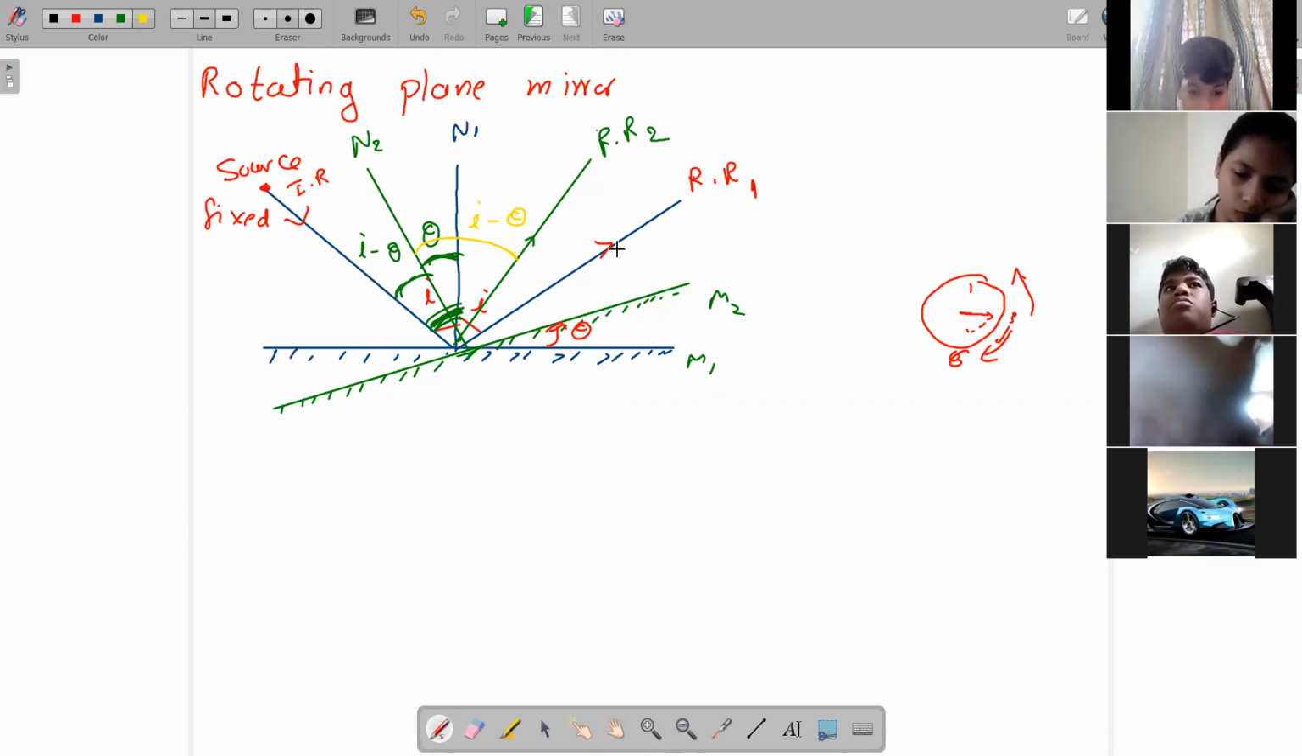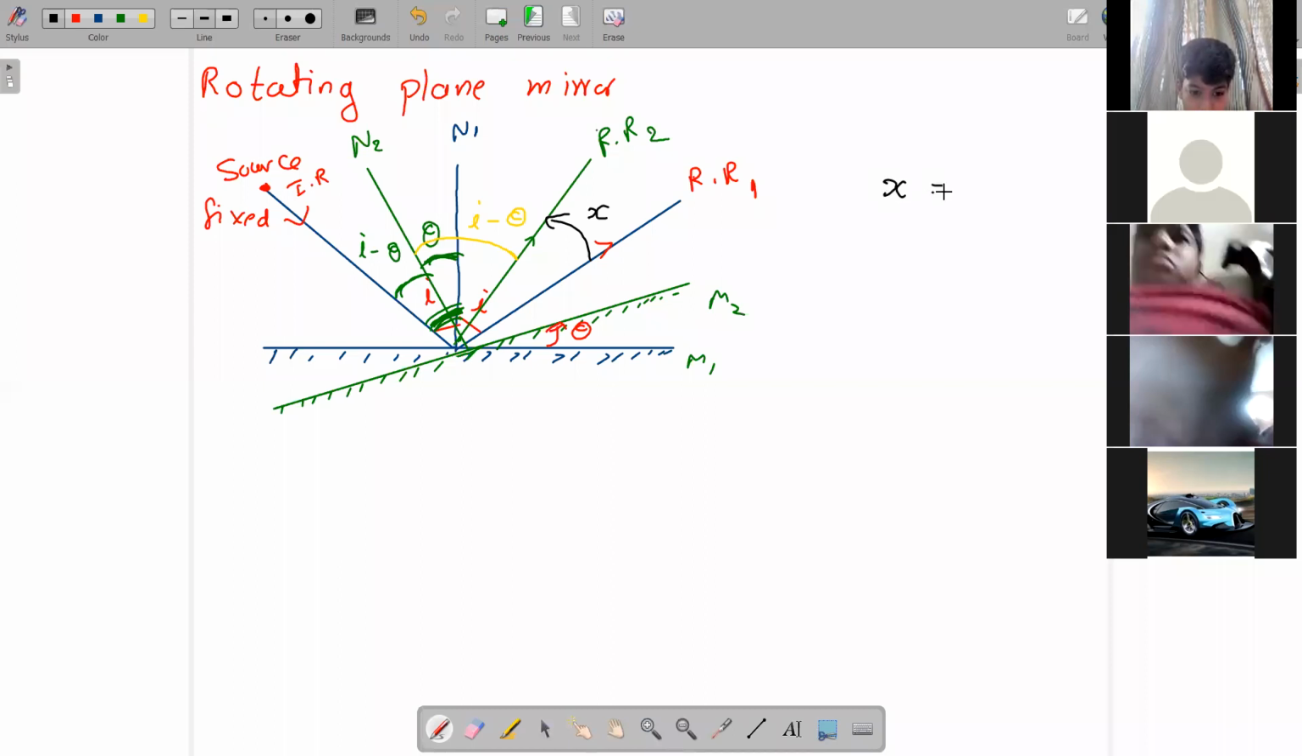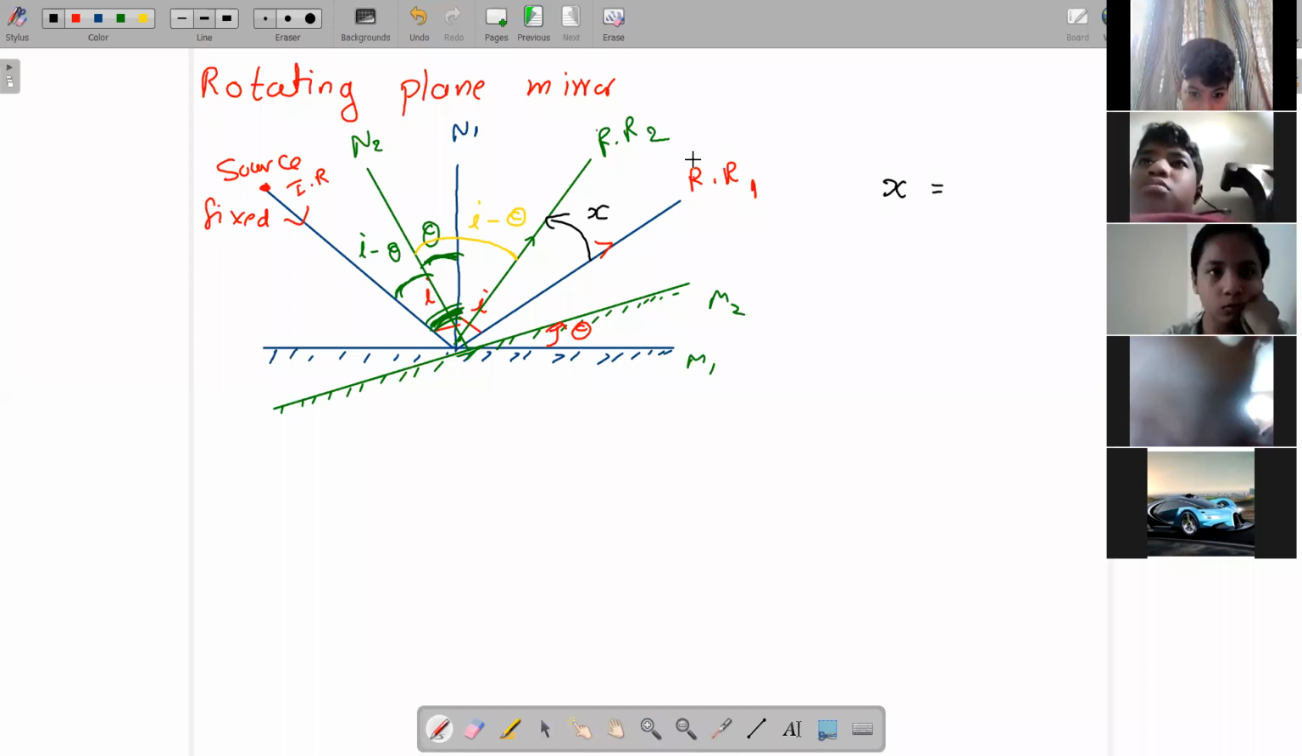So the question is that we need to calculate at what angle the reflected ray will shift. From here to here, let us take this angle as X; that is what we need to calculate. Hope it is clear, children. We need to calculate how much the reflected ray will shift. X is nothing but how much the reflected ray has shifted from R1 to R2. Our angle we need to calculate.